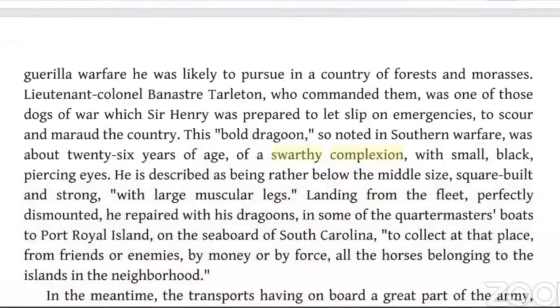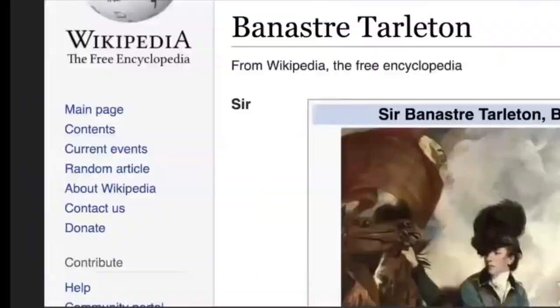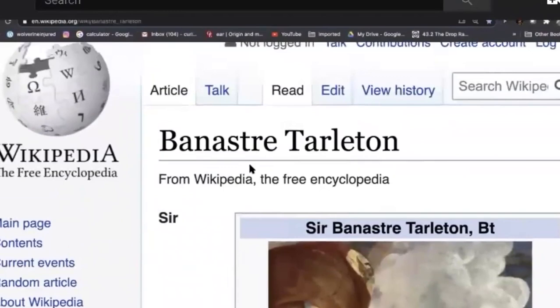All right, so you guys ready to see Tarleton? All right, man, don't be disappointed. Wikipedia did it to us again. But not Sir Tarleton. We got another body snatcher here, guys. The body snatchers.